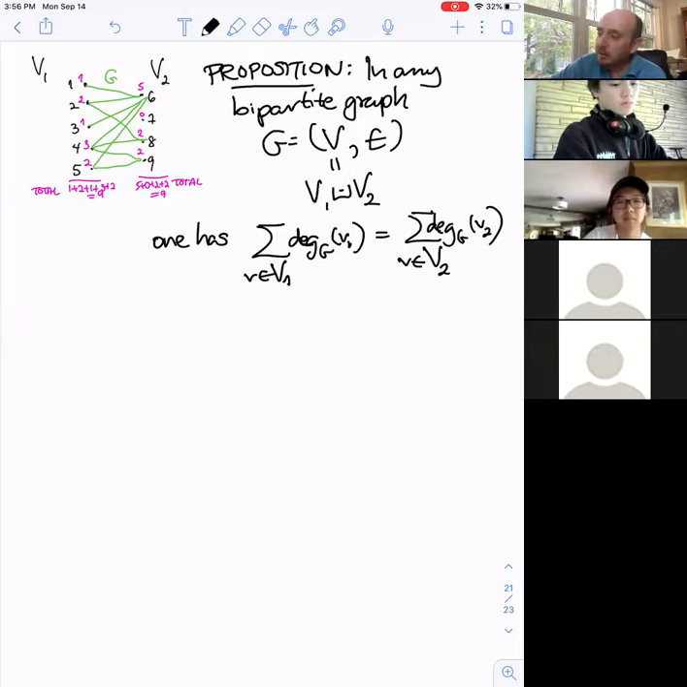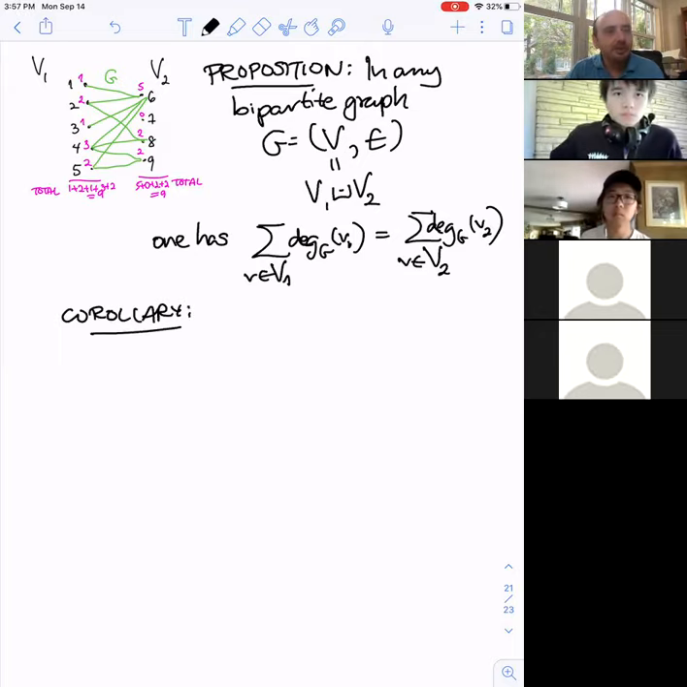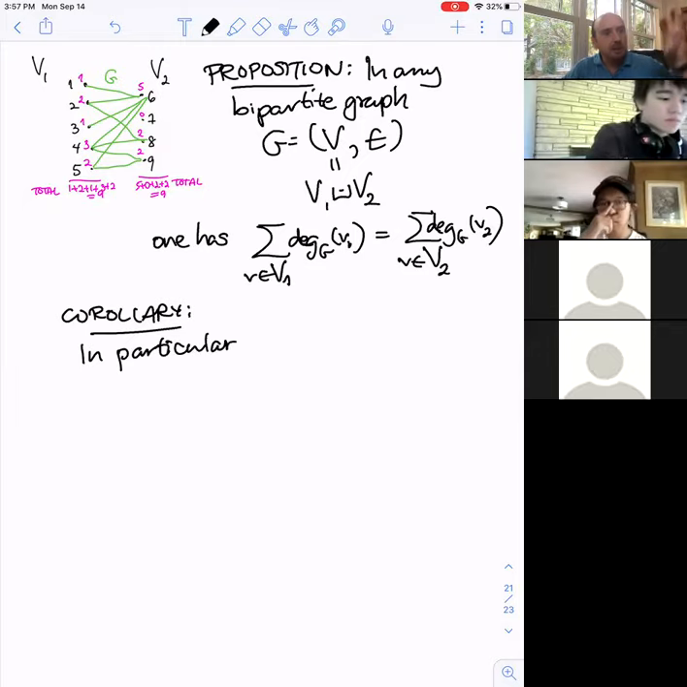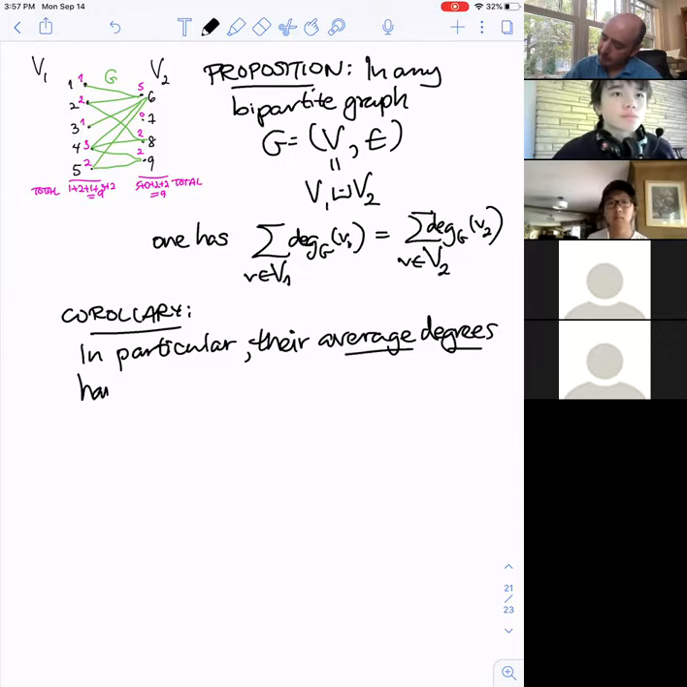And actually, there's a nice corollary to this. This is going to somehow be more of the point to the story. Let me give you immediately the corollary, but then we'll prove the proposition. So corollary in particular. What happens if we look at the average degrees on the two sides? I just mean take the sum of the degrees on one side and divide by how many terms there were. Take their average. Their average degrees have this ratio.